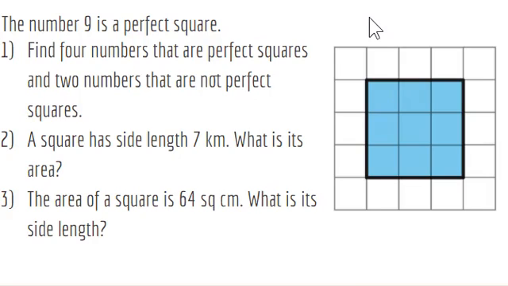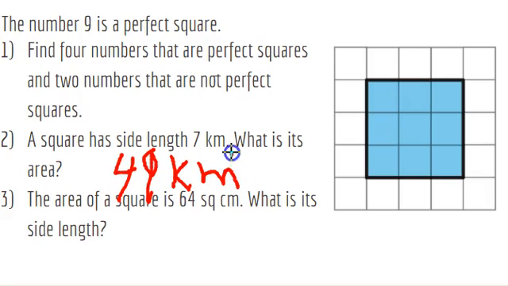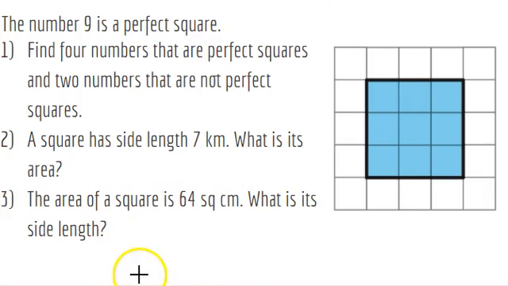Look at number 2. Area. A square has a side length of 7 kilometers. What's the area? Well, you may have used this already, but it should be 7 times 7, which is 49. And remember, we talk about that in square units. So this is how that square units piece comes into play. As you talk about force and motion, you'll talk about that as well when you're talking about speed and such in science.